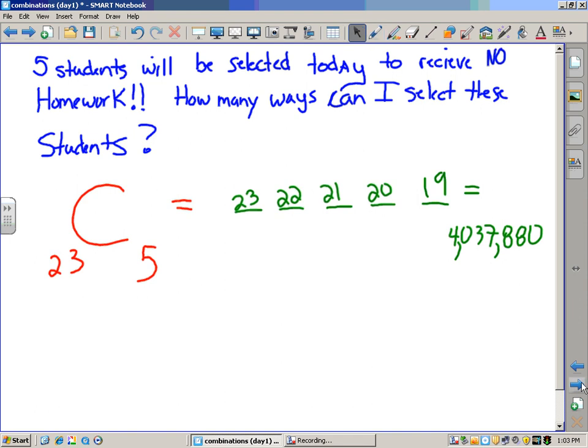No, because order doesn't matter here. I have to take into account those 5 people. I can't reorganize them and say, oh, I picked you first, now I'll pick you last. You still get rewarded with no homework. So you have to divide that by 5 factorial, not just 5 ways, but the 5 factorial ways I can reorganize just those 5 people in the selection process. 5 factorial is 120. So I have to divide that out of this number.